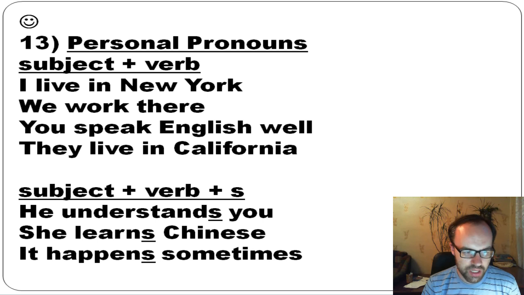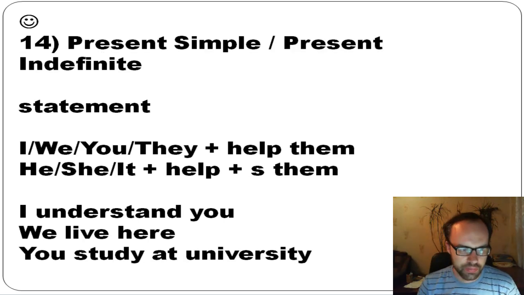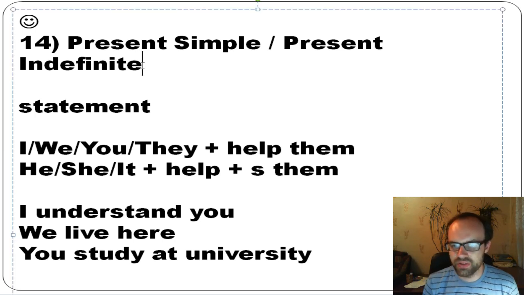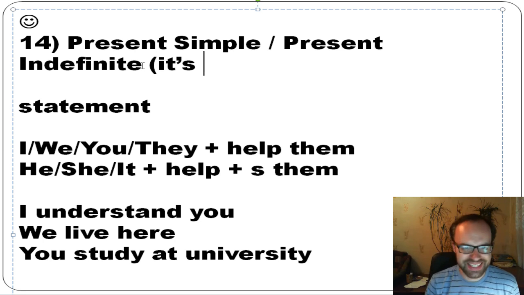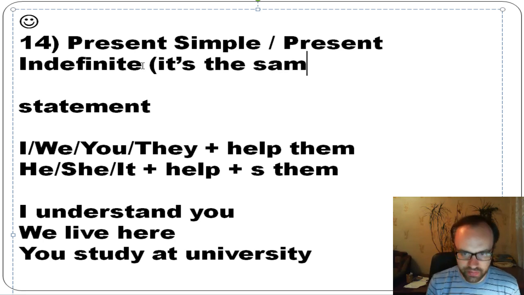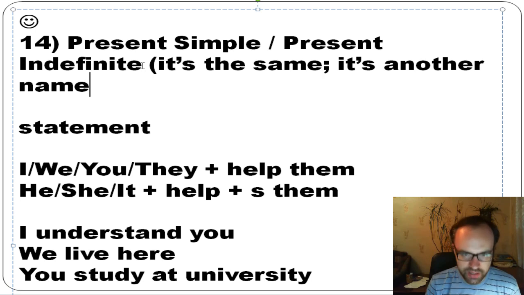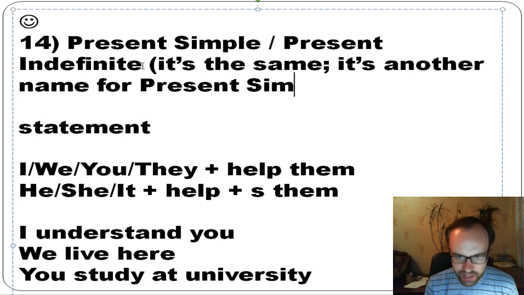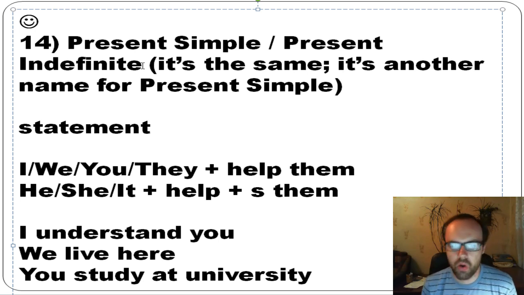Okay, so next. Let's talk about present simple. Present simple, or present indefinite, it's the same, it's another name, okay? So you can meet present simple or present indefinite. It's another name for present simple.